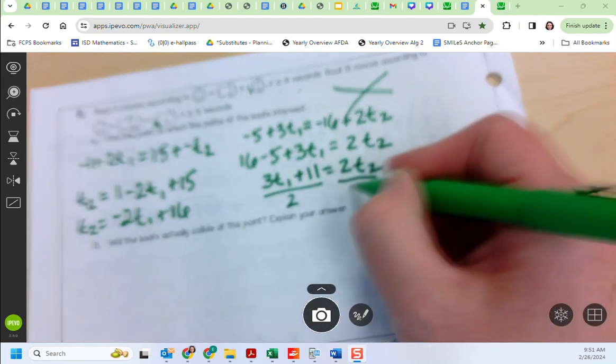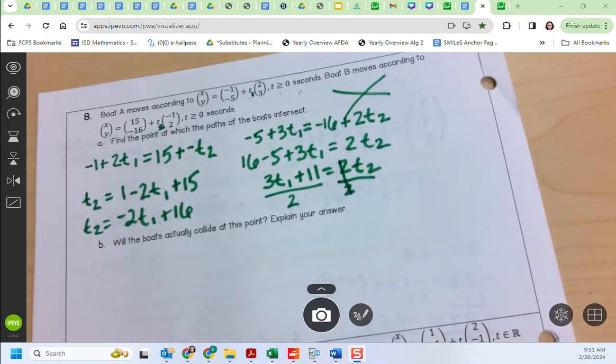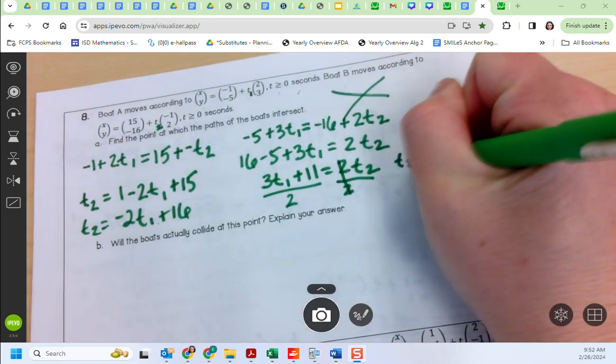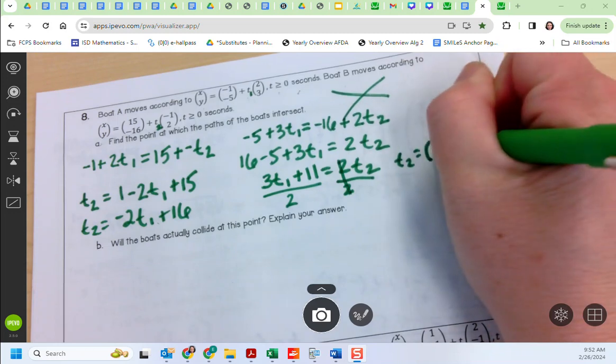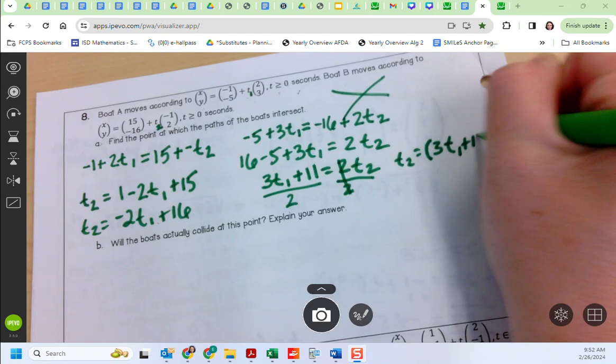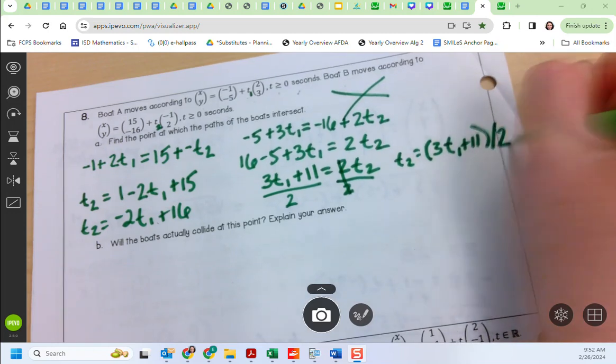I'm just solving a system. You can solve systems in many different ways. You can solve systems by hand. You don't even need to use a calculator. So t sub 2, I'm going to use parentheses because that's what I'm going to do in the calculator: 3 t sub 1 plus 11, divided by 2.